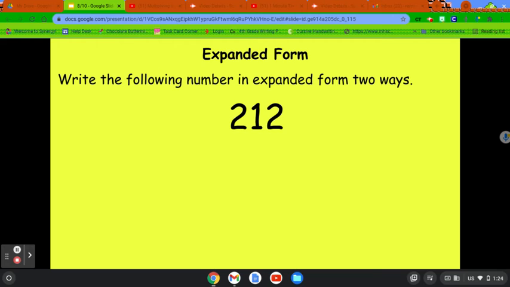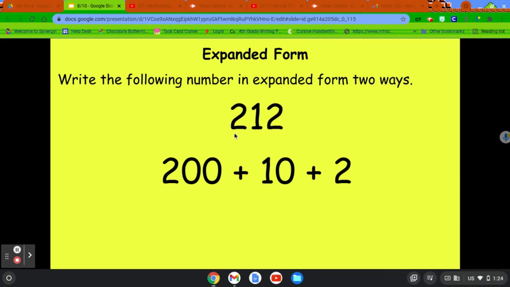All right, guys, let's see how you did. Again, you had the number 212, and I asked you to write that number in expanded form two different ways. Let's start with our third grade expanded form. Here we have a 2 in the hundreds place, so its value is 200. We have a 1 in the tens place, so its value is 10. We have a 2 in the ones place, so its value is 2. 200 plus 10 plus 2.